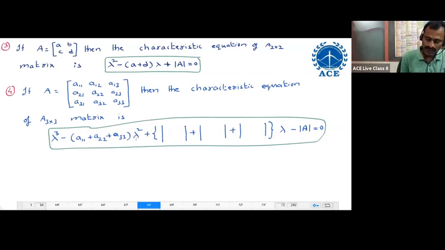The coefficient of lambda square is the trace of the matrix, that is the sum of the diagonal elements only. Next, the coefficient of lambda is the sum of the cofactors of diagonal elements only. Already we know the method of finding the cofactor of an element. We have written the method of finding the minor and cofactor of an element in the second subtopic, inverse of a matrix.